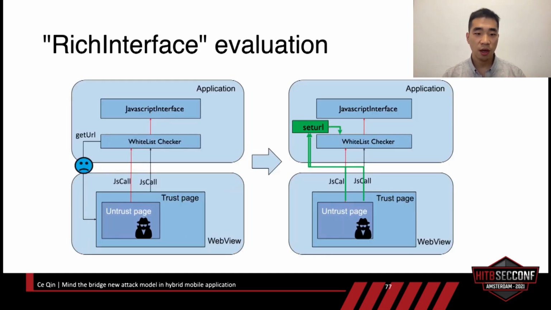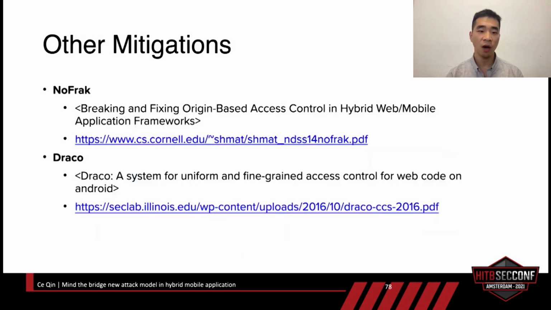Before RichInterface, the application cannot get the correct URL from the WebView. The attacker can use the navigation confused vulnerability to bypass the whitelist checker. After RichInterface, the application can get the URL from the JavaScript interface directly. Any attack trying to abuse the URL could not work. What's more, other mitigations like NoFrank or Jekyll also work. Thanks for their awesome help.